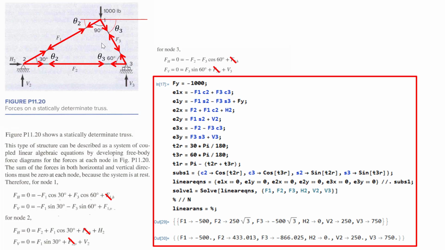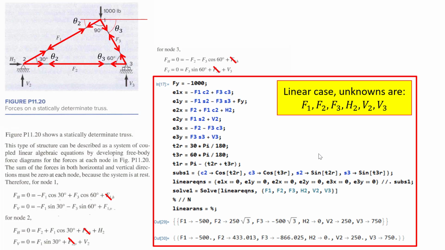But anyway, it always makes sense to look at it from that perspective, and you can catch mistakes. So it needs to be in agreement with what you feel, and you gain a sense of intuition when you start doing stuff like that. So in summarizing the linear case, remember that my 6 unknowns are F1, F2, F3, my strut forces, and then my H2, V2, V3, those horizontal and vertical reactions at nodes 2 and 3.